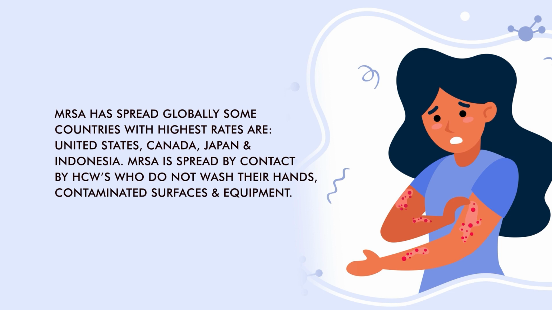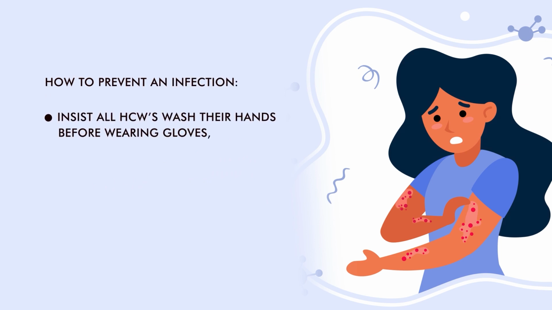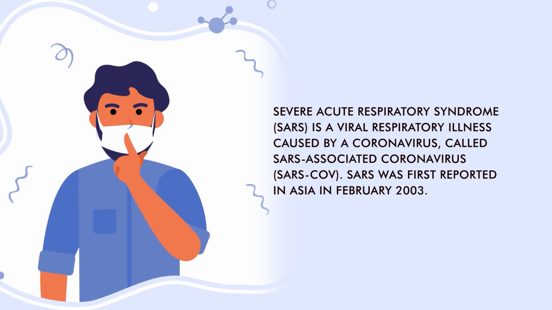And this is spread by contact by healthcare workers who do not wash their hands frequently, and also it spreads through contaminated surfaces and equipment. So, how do we prevent such infections? Insist that all healthcare workers wash their hands before wearing their gloves or their equipment, and disinfect your room with wipes, frequently touched surfaces and also the prudent use of antibiotics. The severe acute respiratory syndrome.